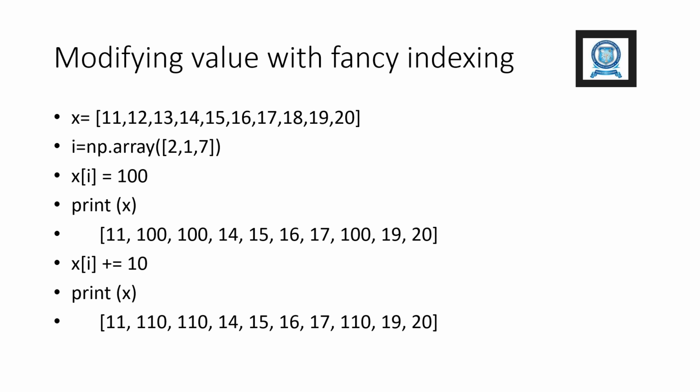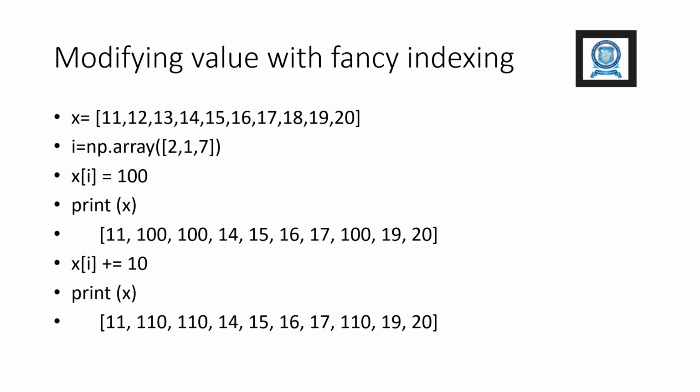Now see here, x of 0 is 11 and x of 1, it is represented as i value. So it is replaced. The 12 is replaced as 100. And in the second position the value 13 is replaced as 100. For all the other positions from 3 to 6 the values are printed, and for the seventh position the value is replaced as 100, and for the 8th and ninth positions the same values are printed.